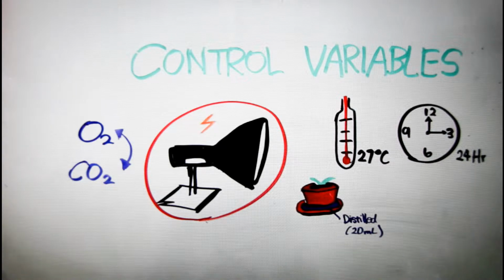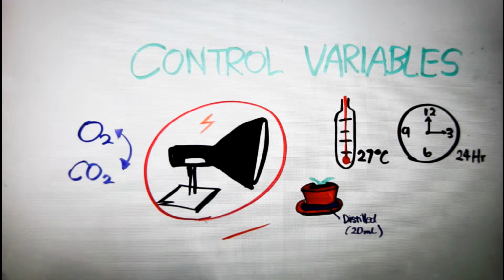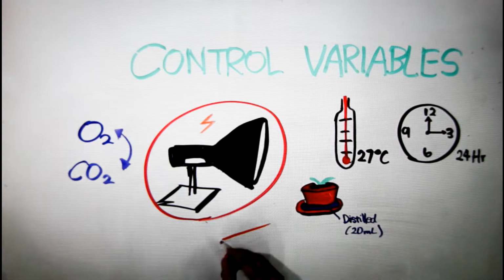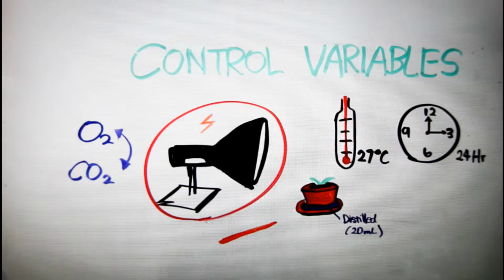Also, because the room was ventilated, we believe that the oxygen and the carbon dioxide content was always kept constant. And finally, the stick that was used to trigger the plant's trigger hairs was also the same throughout every experiment.